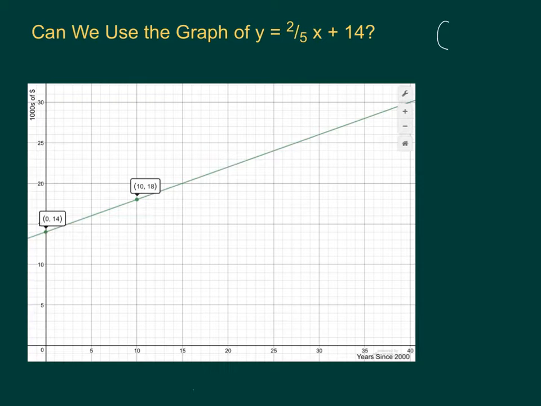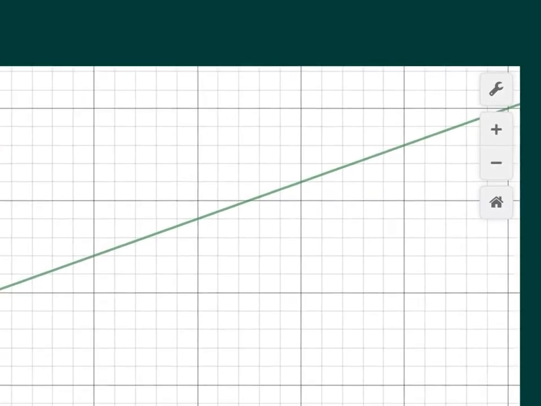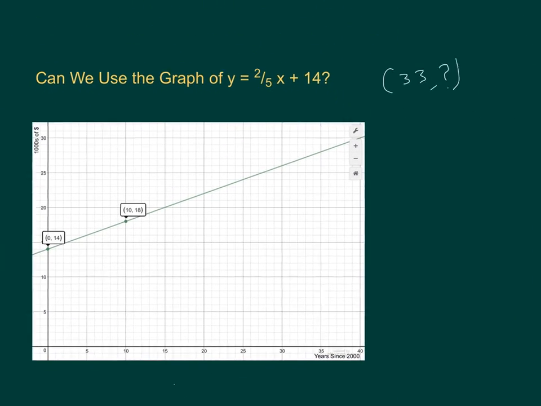Ultimately, I'm looking to figure out what the cost of college is going to be 33 years after the year 2000. And so what I'm doing is I'm looking at an x value of 33. And an x value of 33 is going to hit the graph right around here. Now, unfortunately, that's not on a nice clear point. If we actually zoom in there, maybe we can see what's happening here. The 33 is right around this point right here. So definitely not a real clear indication of what we're looking at.